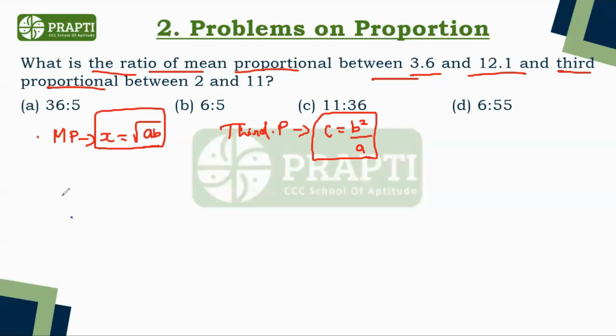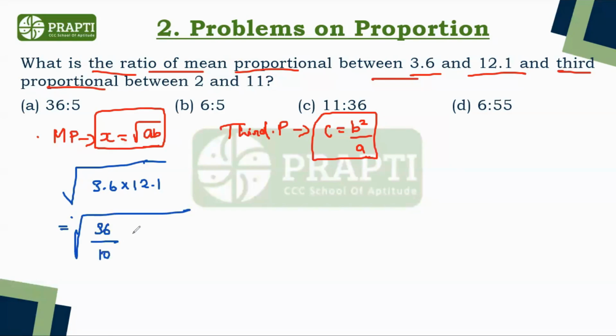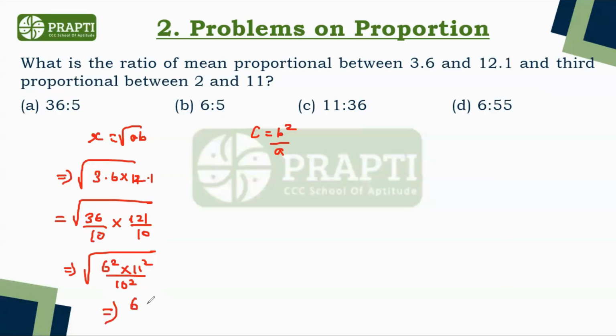So now root of 3.6 into 12.1. Now you just see, 3.6 I can make it as 36 by 10 because I am multiplying numerator and denominator. Here as well 121 by 10. So now it will become like this, 6 square into 11 square divided by 10 square. Now if you reduce it, it will be 6 into 11 by 10, which is nothing but 66 by 10, which is 6.6. So this is the mean proportion value you have got.